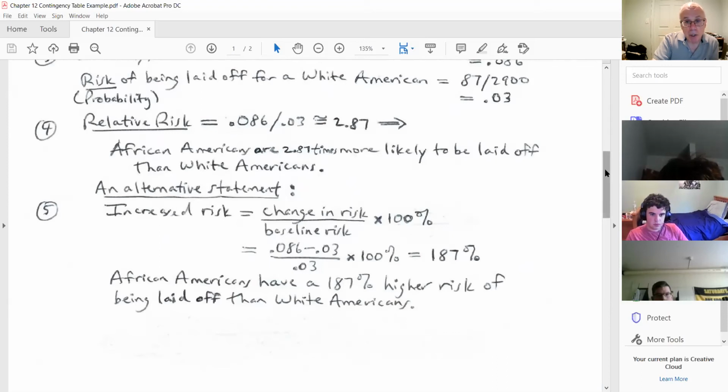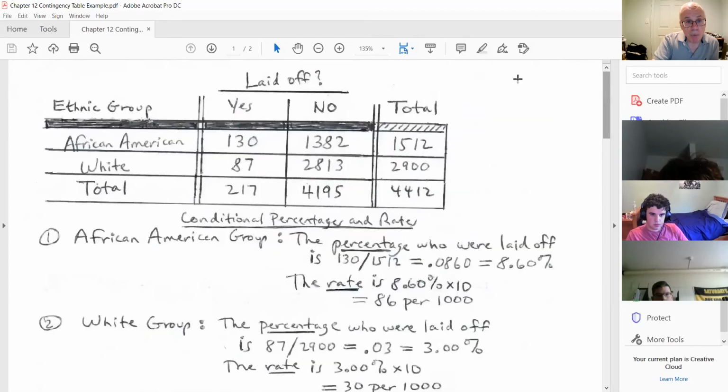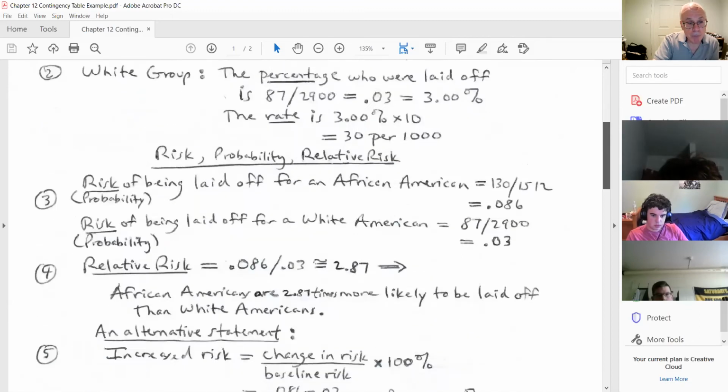You can do all this, by the way, also with people not being laid off. You can find the risk, or you could say the proportion, the percentage of African Americans who were not laid off: 1382 divided by 1512. Do the same thing for the white Americans, 2813 divided by 2900, and find the relative risk of those ratios too.